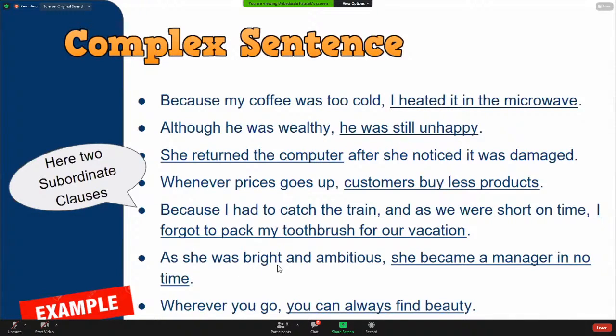So let's do like this. Okay. As she was bright and ambitious, she became a manager in no time. Okay. In no time means मतलब कोई time नहीं है. What do you mean by in no time? I don't have any time. There is no time.